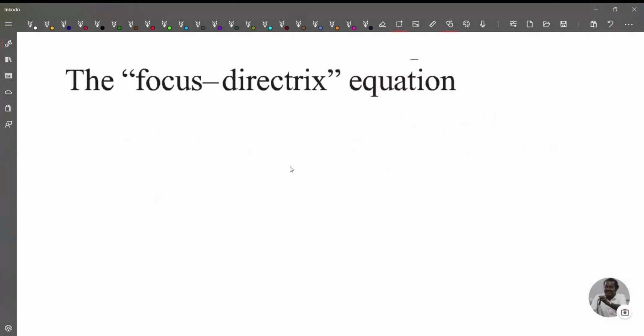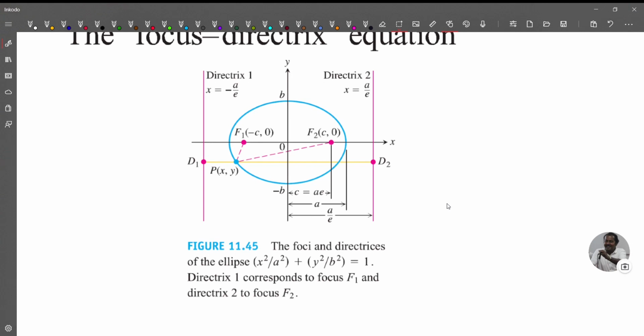Now we discuss focus directrix equation. Consider the ellipse x square by a square plus y square by b square equal to 1. Then, as in the case of parabola, you have two directrices. The directrix 1 is x is equal to minus a by e, and the directrix 2 is x is equal to a by e. They are two lines which are perpendicular to the major axis of the ellipse.